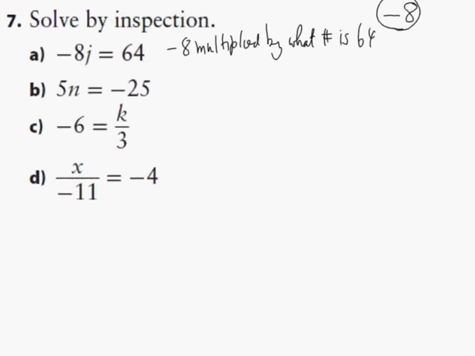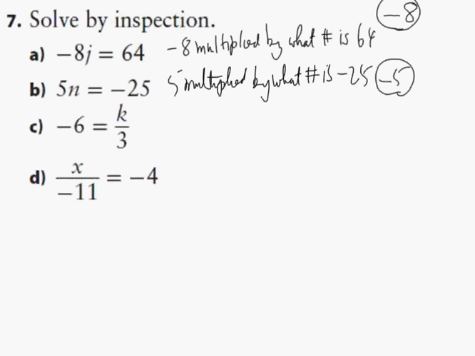Second question says 5 multiplied by what number is negative 25. So 5 times, is it going to be a positive number or a negative number? It's going to be negative, because a positive times a negative is the only way you get a negative. So we know it's going to be negative, and I know that 5 times 5 is 25. So therefore my answer is negative 5.